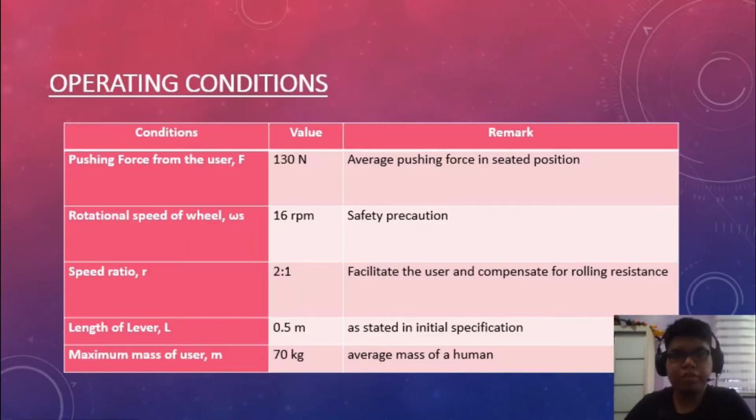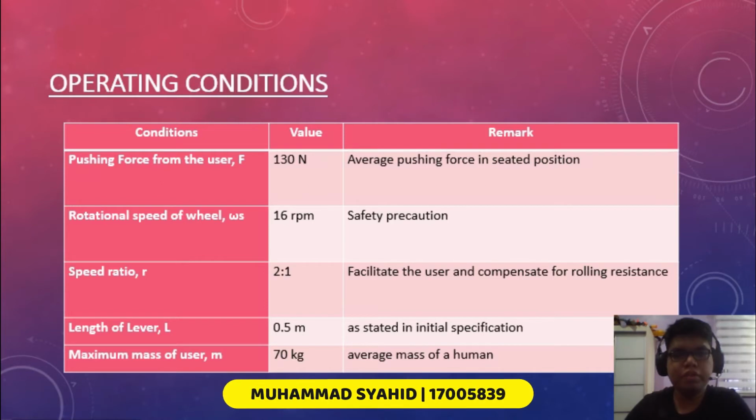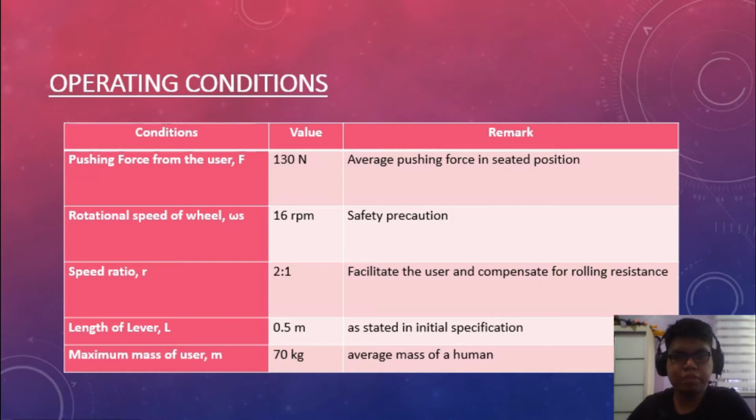So the operating condition is the known condition that we have before starting this calculation, which is the pushing force from the user. We consider the average, which is 130 Newton. The rotational speed of the wheel is 16 RPM. We rate this as the top rotational speed for safety precaution. The speed ratio that we wanted is 2:1, and the length of the lever, which is specified before, is 0.5 meter only, and the maximum mass of a user is around 70 kilogram.